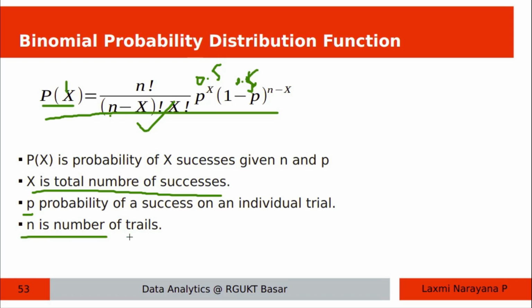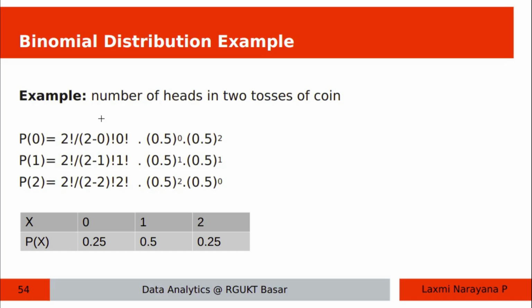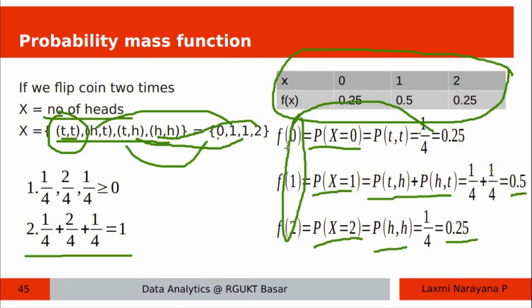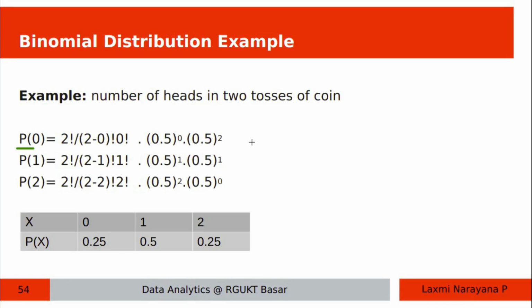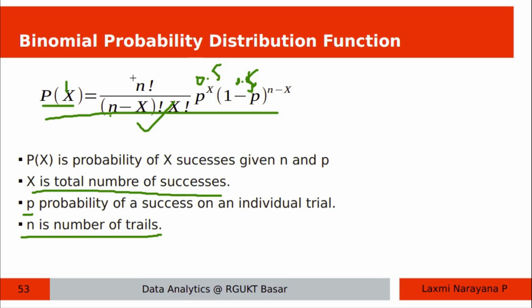Here n is the number of trials. Let's see a simple example. If you toss a coin 2 times and count the number of heads, then the probability of getting 0 heads will be 1 by 4, getting 1 head will be 0.5, and getting 2 heads will be 0.25. That can be calculated by using this formula also.